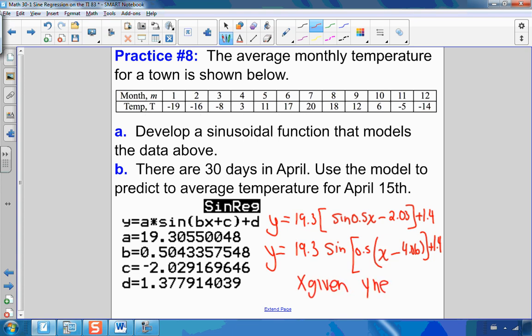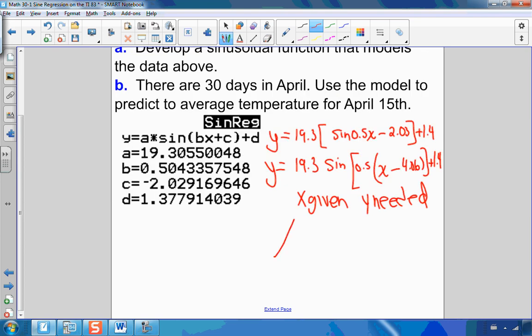So whenever we have an x value that is given, we're going to use trace. Now, if there are 30 days in April, April 15th will be halfway through the month. And April, January, February, March, April is the fourth month. So this is like saying I have an X value of 4.5. What's the Y value that goes with it?